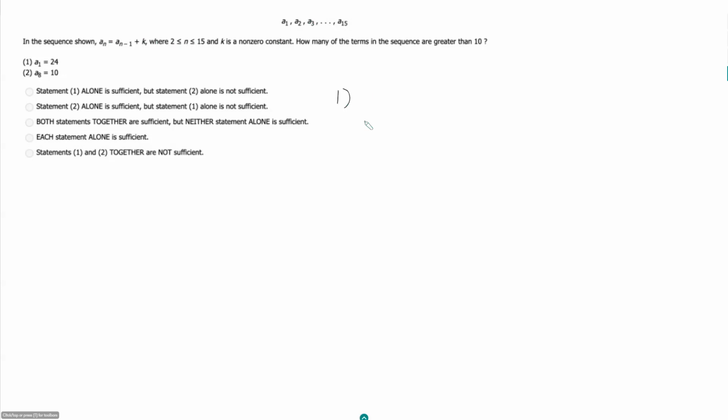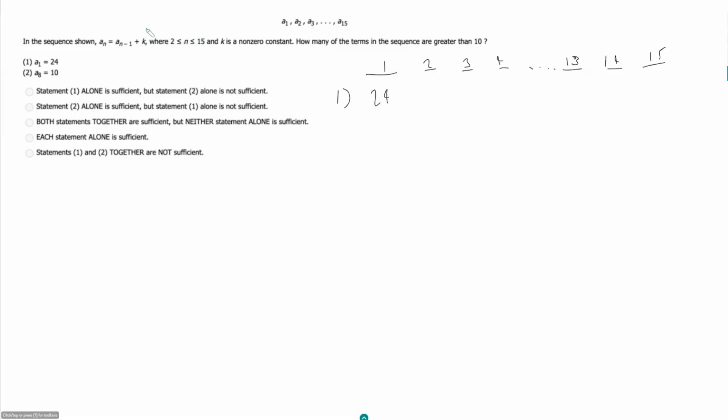Statement 1. a sub 1 is equal to 24, so the first term in our sequence is equal to 24. Before you start saying, okay, if we keep adding to 24, all of these numbers are going to be greater than 10, not so fast, because it doesn't say anywhere that k has to be positive. It is possible that we are subtracting from 24.